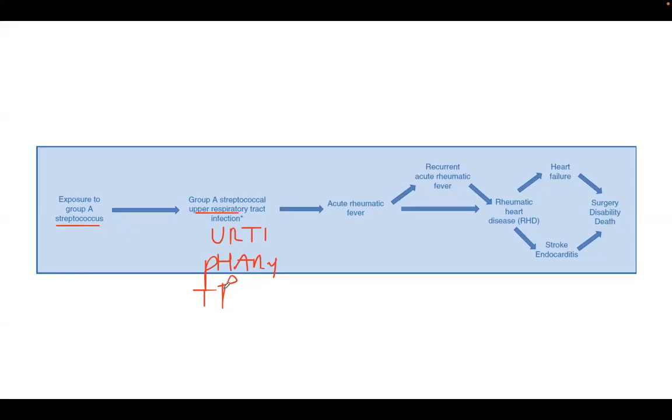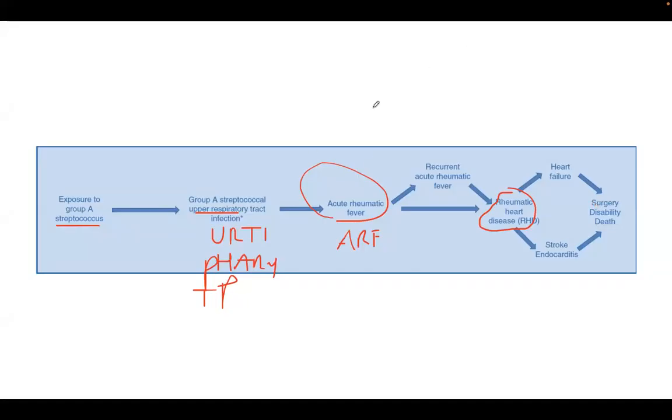Now, a sequela of this untreated streptococcal infection is acute rheumatic fever, or ARF. Now, do not confuse this with acute renal failure, okay? Now, if this rheumatic fever is untreated or it's recurrent, this can lead to rheumatic heart disease. Rheumatic heart disease has a handful of complications. In this figure, it shows you there's heart failure, stroke or endocarditis, surgery, disability, and death.